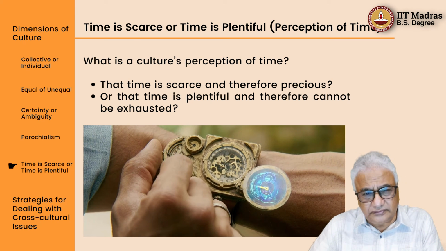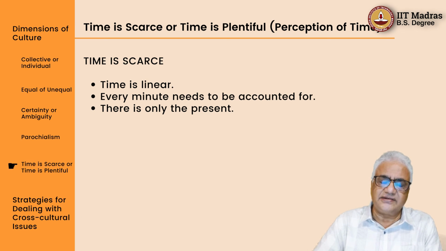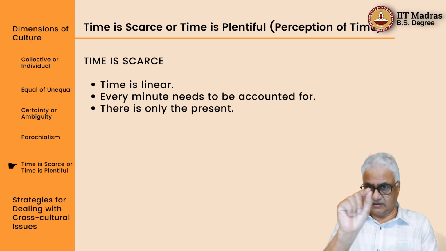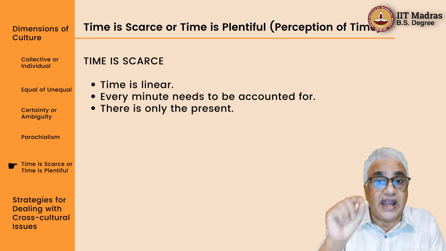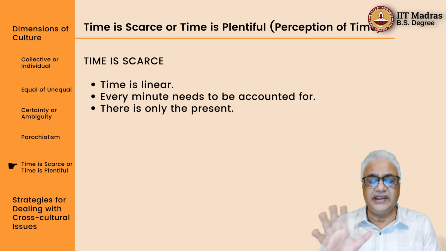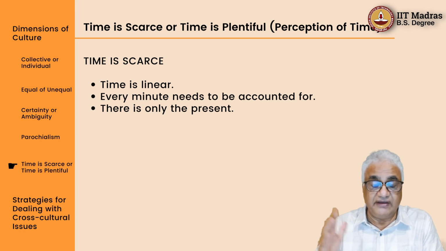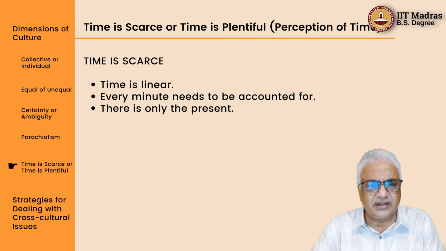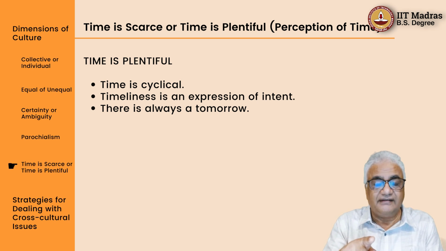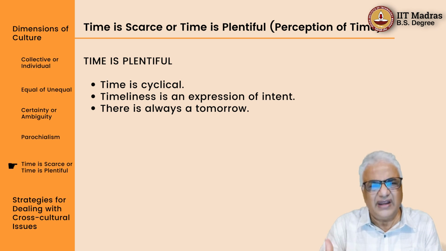Cultures that look at the world as time is scarce say time is linear, like that. Every minute, I have to account for every minute. There's only the present. I cannot think of anything else. It's very, very urgent. Everything is urgent, urgent, urgent. While time is plentiful, saying time is cyclical. There's always a tomorrow. There's no urgency right now. Everything will happen. Yes, it'll take time, but it'll happen.